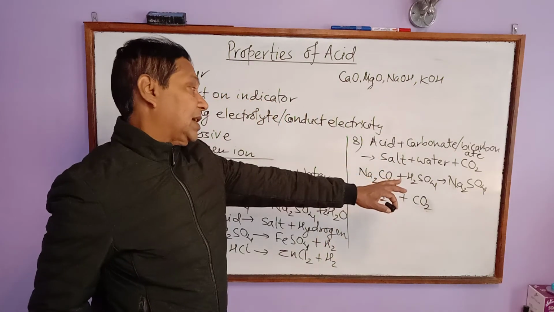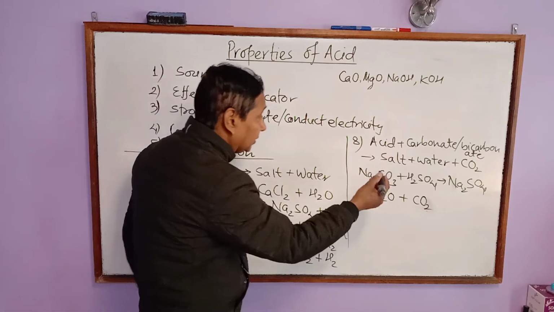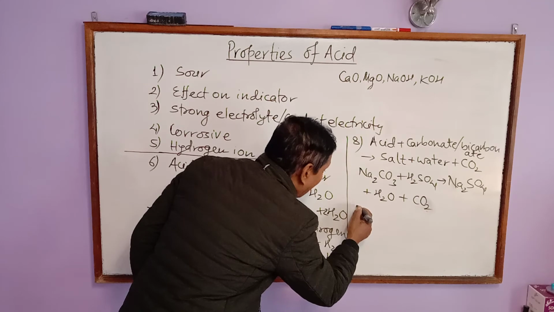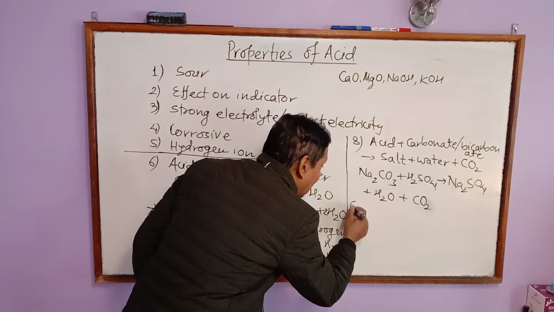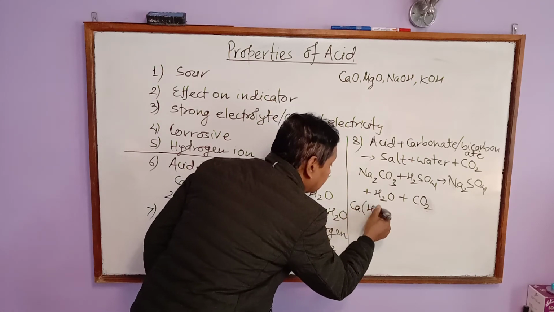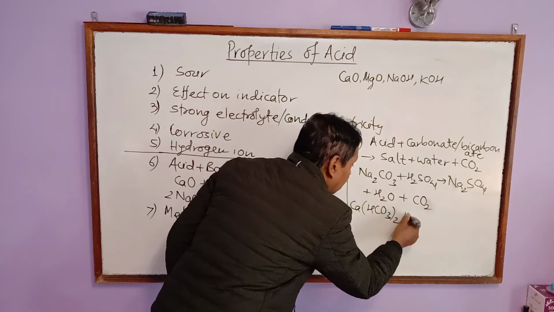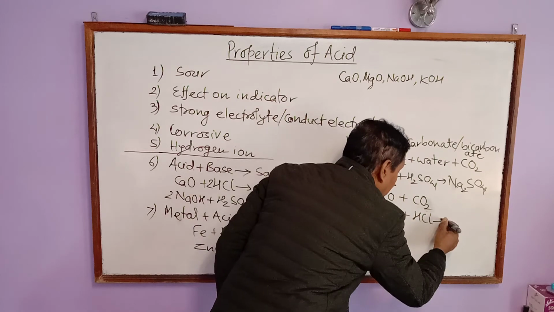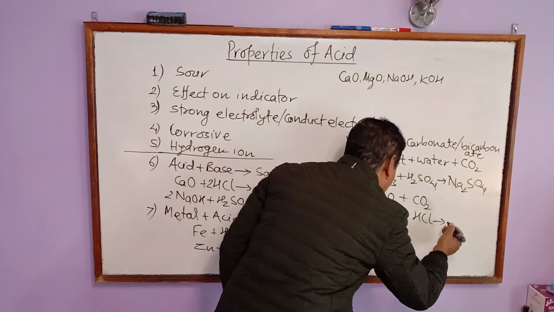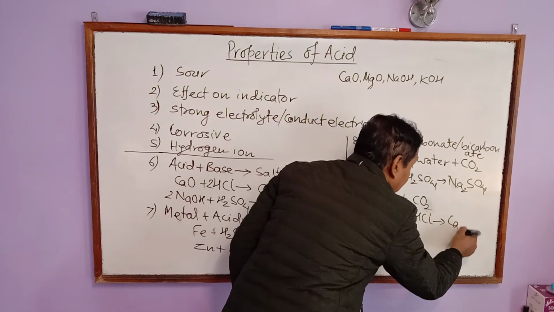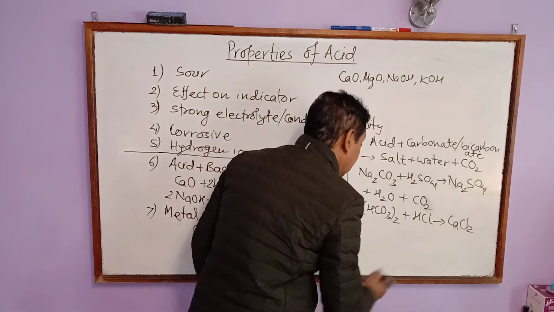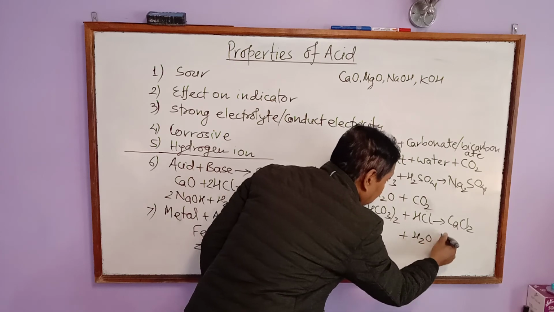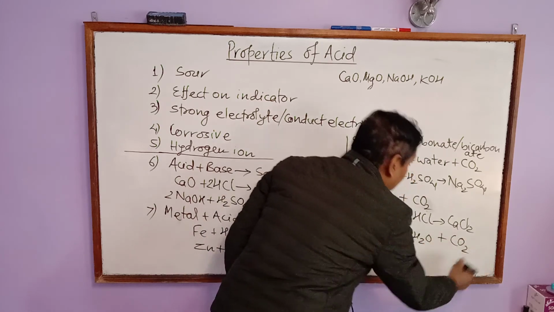Now we can take another example also. Look at this, another example. When sodium bicarbonate or calcium bicarbonate reacts with an acid, carbonate and bicarbonate both react with acid to form salt. First, the salt is calcium chloride. First we write calcium chloride, and then what else forms? Water forms, and another what forms? Carbon dioxide forms.